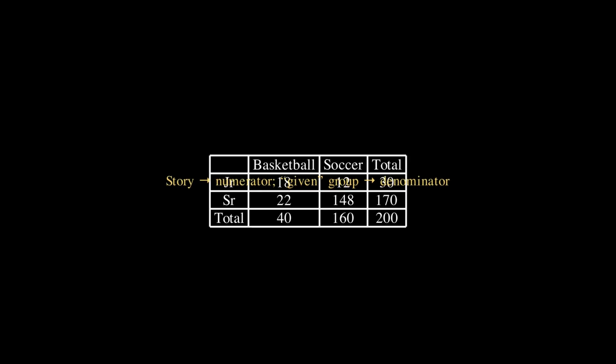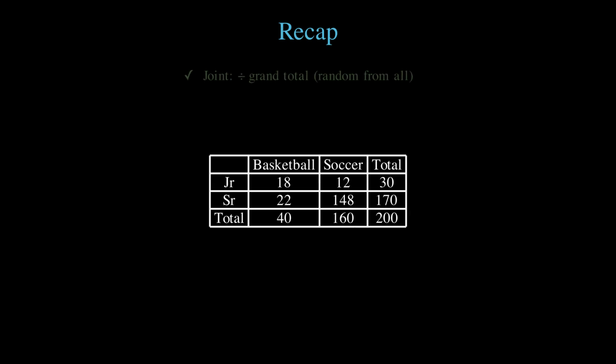That catches most mistakes. Recap. Joint probabilities use the grand total when everyone is equally likely to be chosen. Conditional probabilities shrink the world to one row or one column. Phrases like among juniors tell you which margin to use.